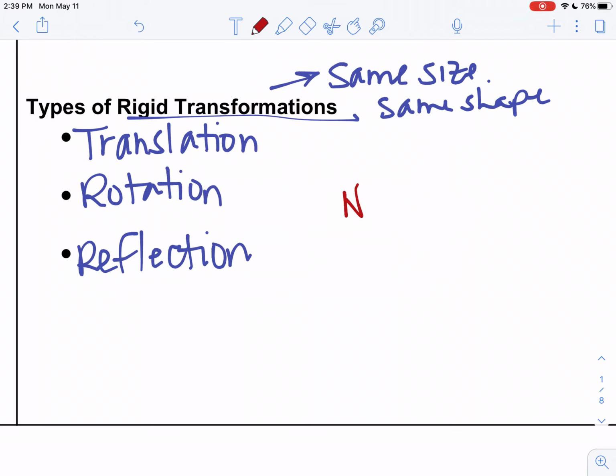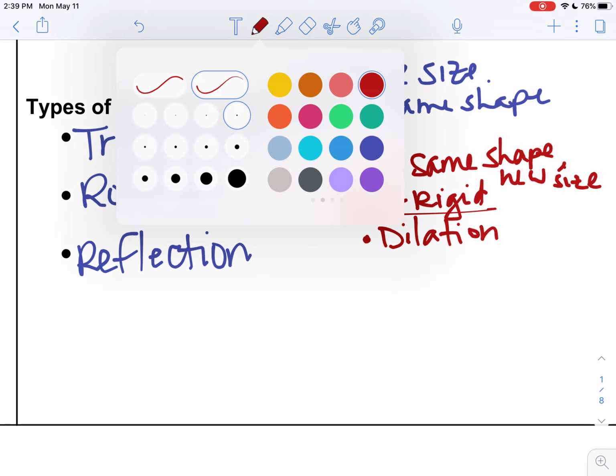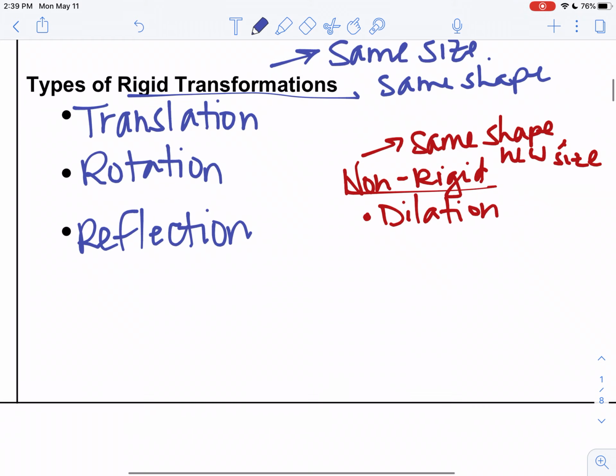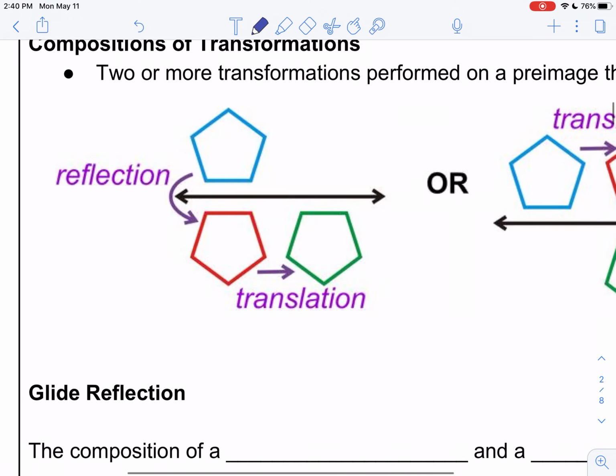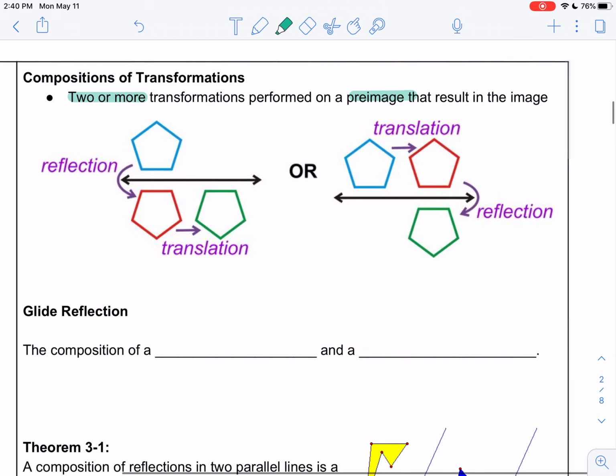Earlier this year, we talked about a non-rigid transformation. Okay, so it's the same shape, new size, and we talked about that earlier this year with dilations, making things bigger or smaller by the same scale factor. All right, and that's going to result in similar figures. All right, so composition of transformations. This is going to be 2 or more transformations performed on a pre-image that result in our final image.